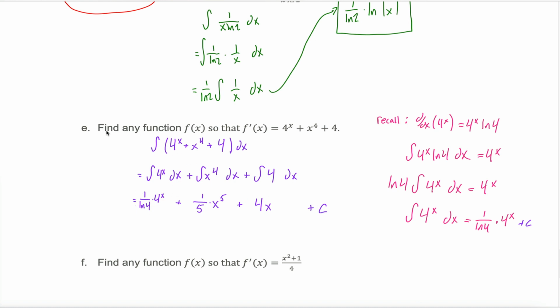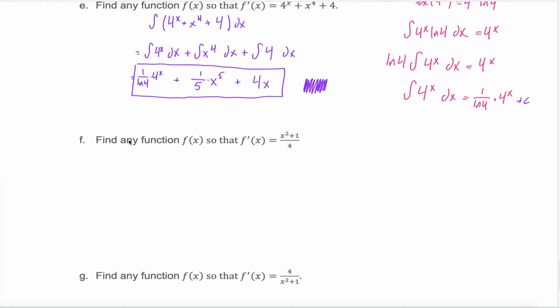Although I guess technically this question said find any function, so I'm looking for an antiderivative, not the antiderivative. So maybe I shouldn't even put this plus c in here and just call this mess right here my final answer. What if the function that we're trying to find an antiderivative of is (x squared plus 1) over 4? How would you deal with that?